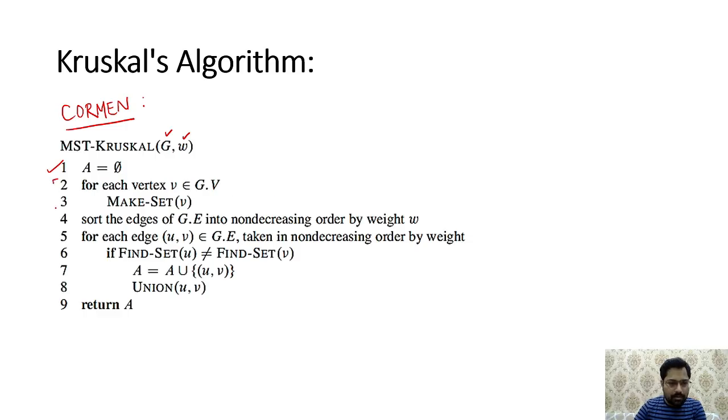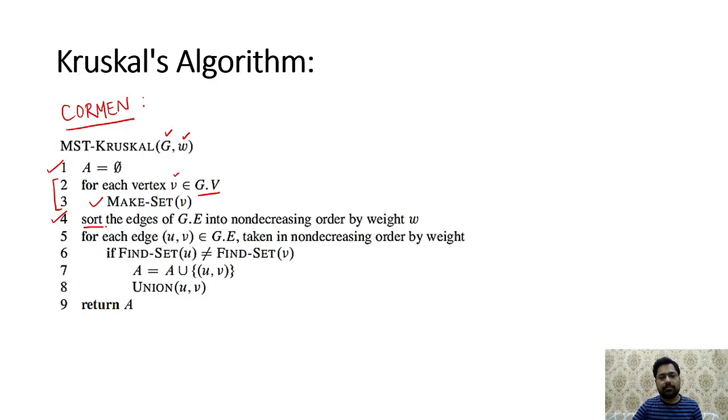Next, we are running a loop. What exactly are we fetching? We are taking a small v, which is a vertex, from G.V, the vertices, and the function is MAKE-SET, which means we are making a set for each vertex. It is a part of set theory, but in computer science terms we are storing it in an array, so array terms are what we use here. Next is the fourth step.